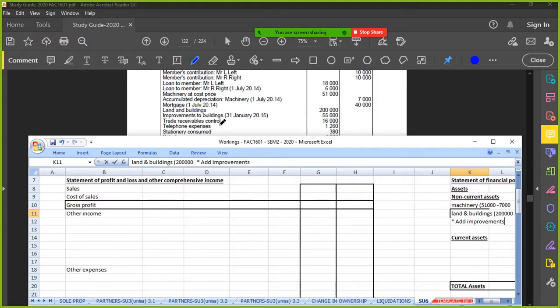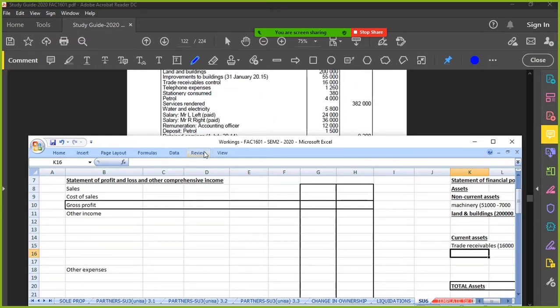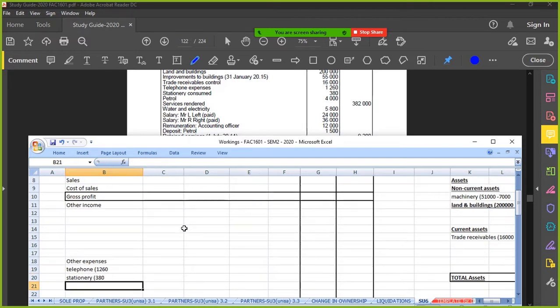Okay, trade receivables. Current asset, yes, 16,000. Telephone expense would be statement of comprehensive income, that's 1,260. Stationery consumed. Stationery is also an expense, 380. Petrol's also an expense, 4,000.